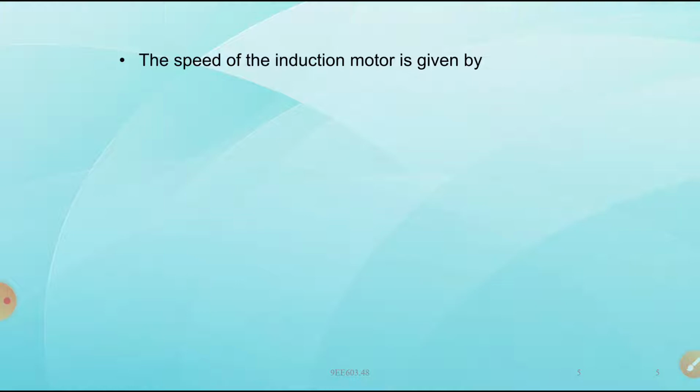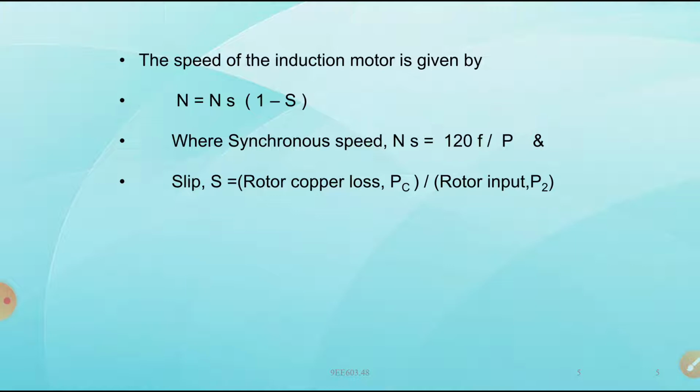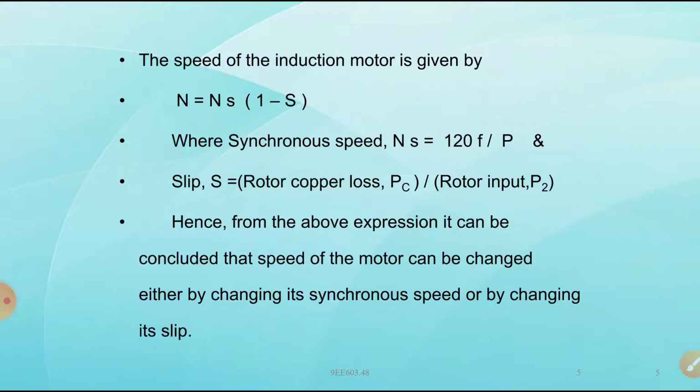The speed of the induction motor is given by the well-known formula: n, the rotor speed, is equal to synchronous speed times (1 minus slip), where synchronous speed ns is equal to 120 f by p, and slip, as we already know, is equal to rotor copper loss Pc by rotor input P2.